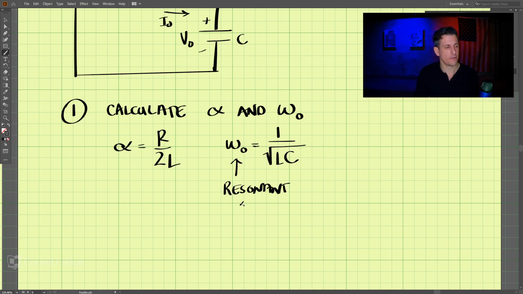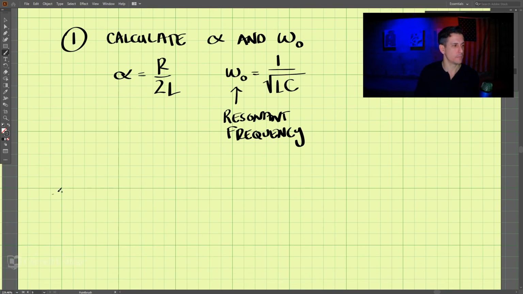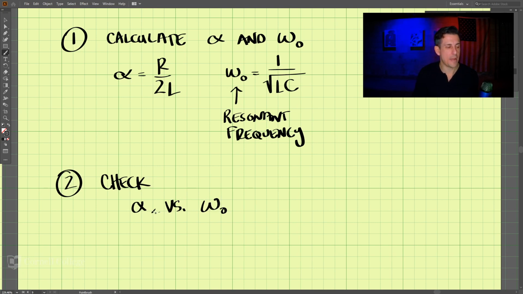Resonant frequency omega. So once we have those calculated, we then check the equation. We check alpha versus omega naught. So we compare these two.